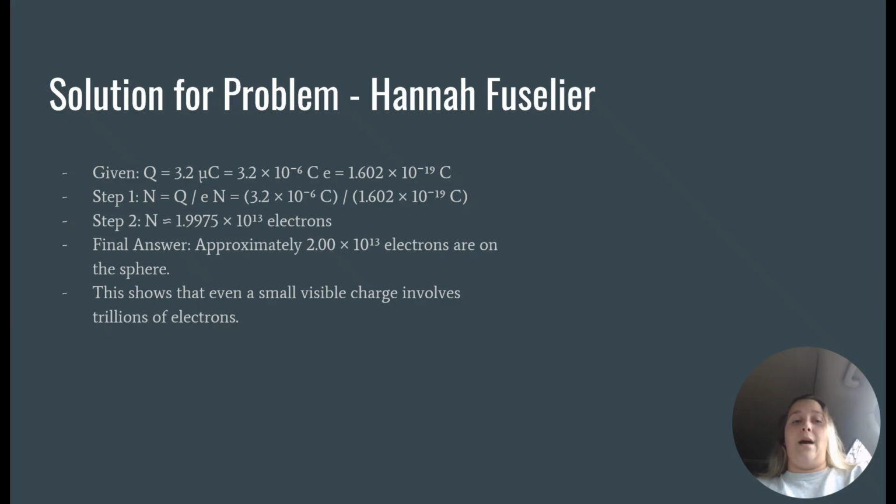Then you just calculate that out, and n equals 1.9975 times 10 to the 13th power electrons. The final answer is approximately 2.0 times 10 to the 13th electrons on the sphere. This shows that even a small visible charge involves trillions of electrons.